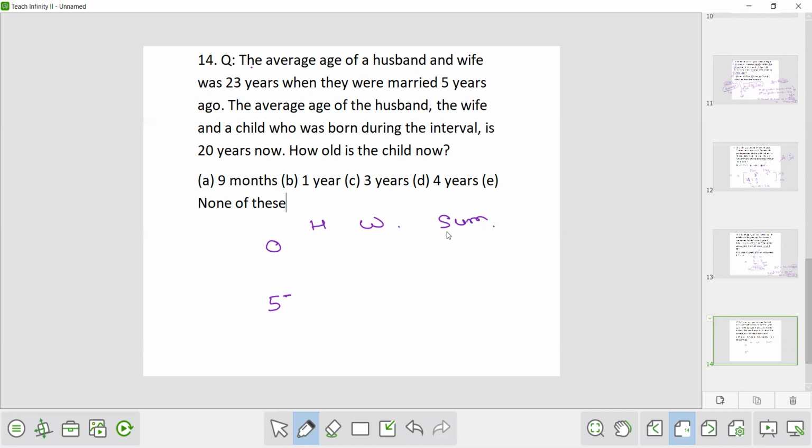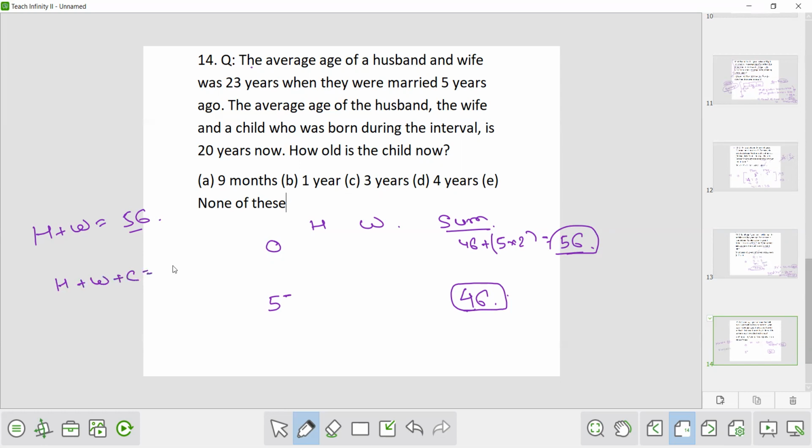So what was the sum of the husband and wife 5 years ago? The sum will be average into the number of quantities, so 23 into 2, that is 46. If 5 years ago the sum of husband and wife was 46, then at present the sum will be 46 plus 5 into 2, that is 56. Now at present husband plus wife is 56, and if the child is included the average is 20 years. So the total of husband plus wife plus child at present is 20 into 3, that is 60 years.